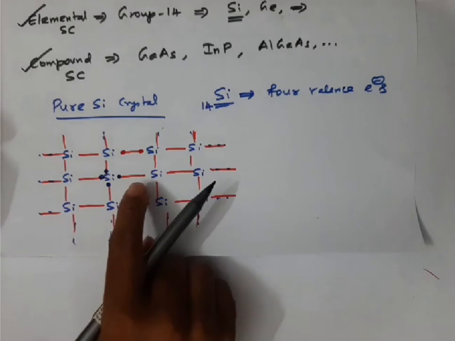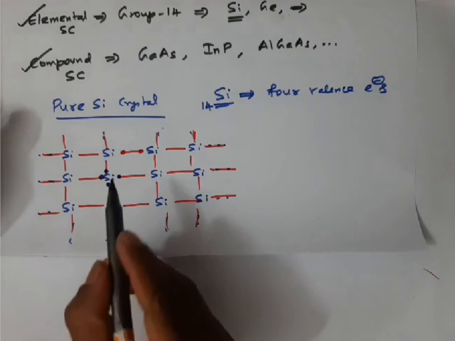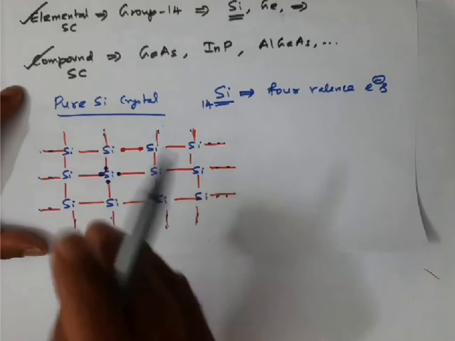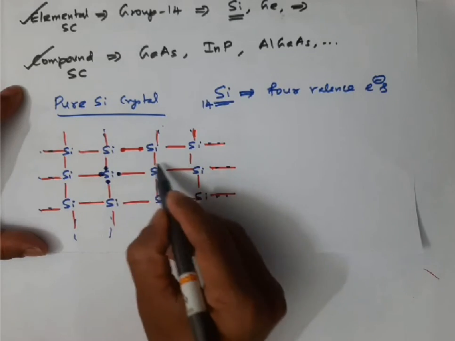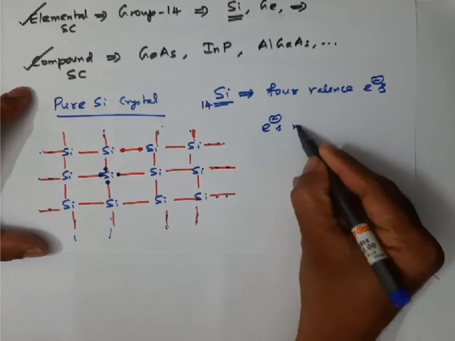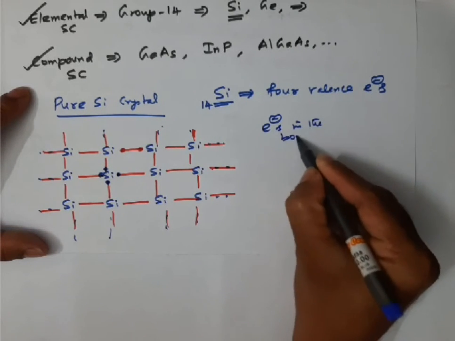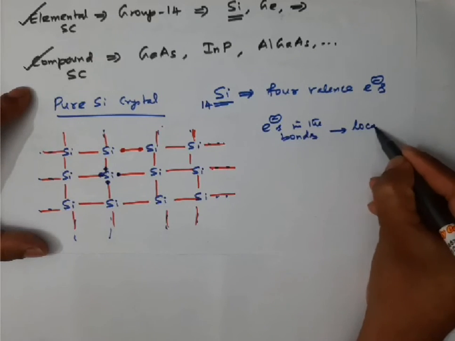Students, listen carefully. Covalent bonds are strong bonds, somewhat strong. Therefore, these electrons are localized electrons. The electrons in the bonds are localized. They cannot move.